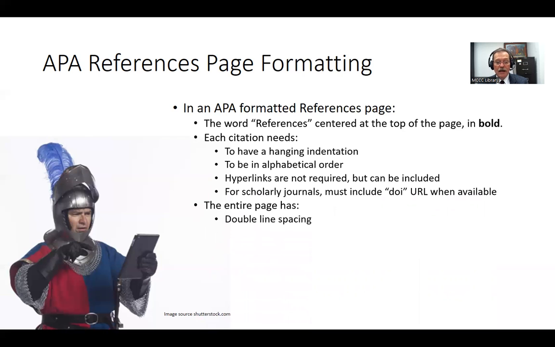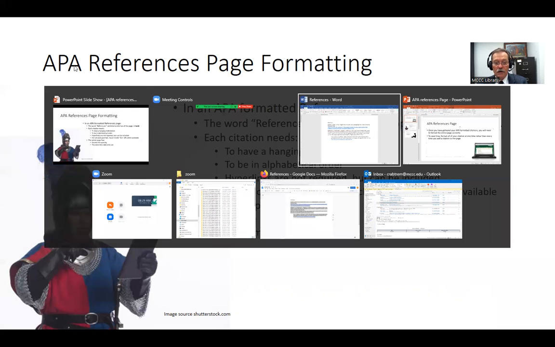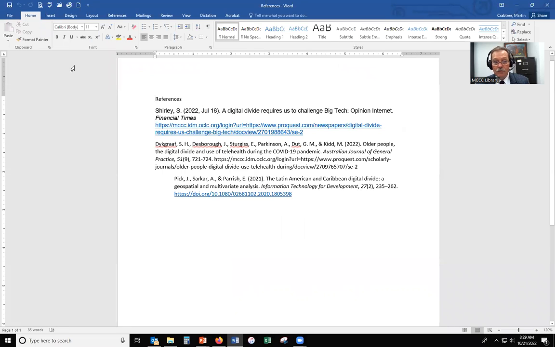The entire page needs to have double line spacing, and you need to have the same font style, same font size throughout the entire page, which should match the rest of the document this references page is tied to. So let's take a look in Microsoft Word at a references page, and we'll get it formatted here.